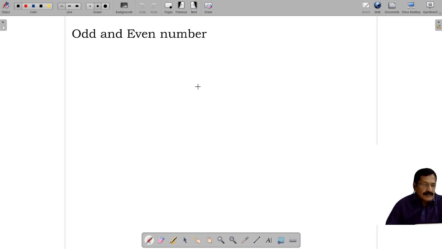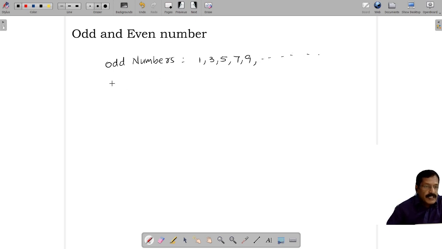Next, we have to discuss the odd and even numbers in our number system. Odd numbers are 1, 3, 5, 7, 9, etc. And what about the even numbers? Even numbers are 0, 2, 4, 6, 8, etc.